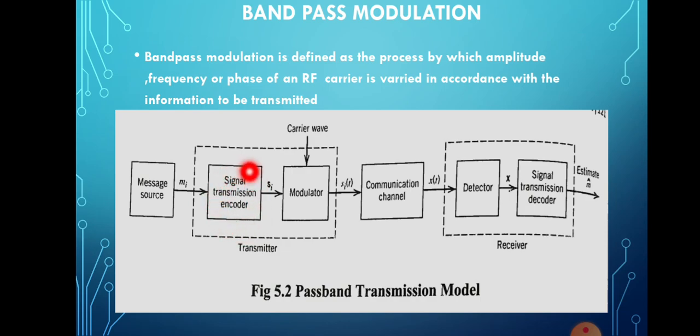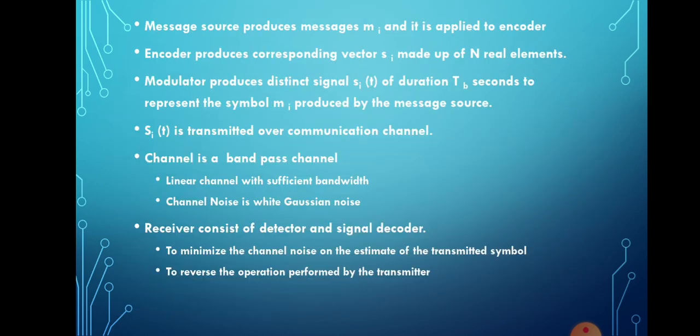The encoder produces the codes corresponding to this mi, and actually it produces a vector si. That si contains n real elements. So corresponding to each mi there is an si, and the si has different elements.